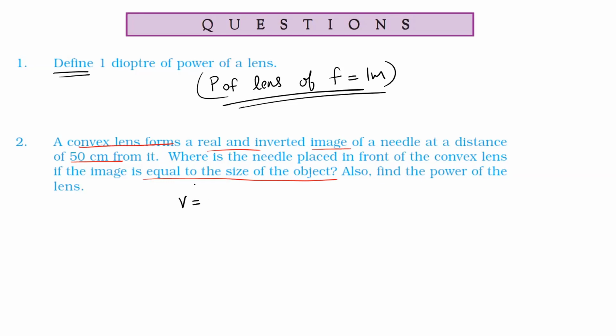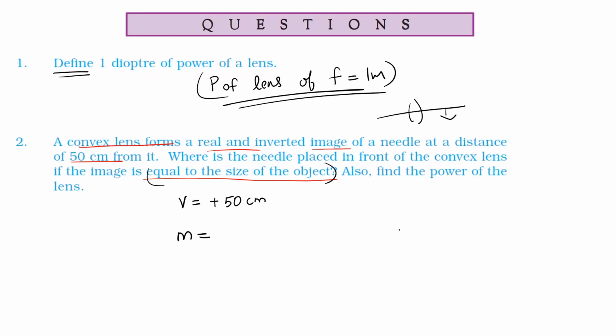So write it down. Convex lens, real and inverted, so I can write V is equal to plus 50 centimeter. Why plus 50? Because for a convex lens, real inverted means it will be formed on the right side. That is why I took plus 50. Now, size of the image is equal to size of the object. So what can you write about magnification? Magnification will be HI by HO.